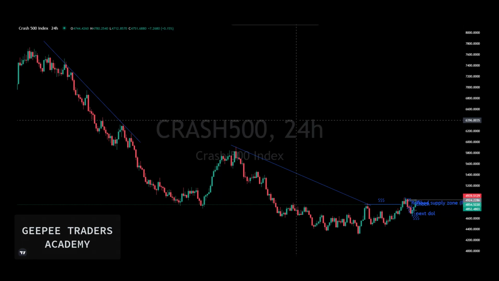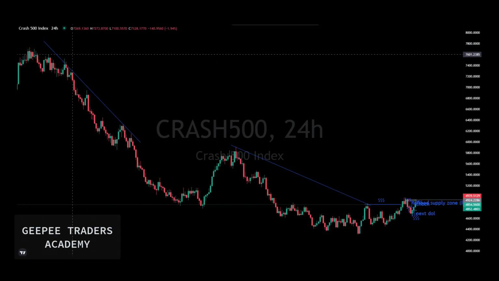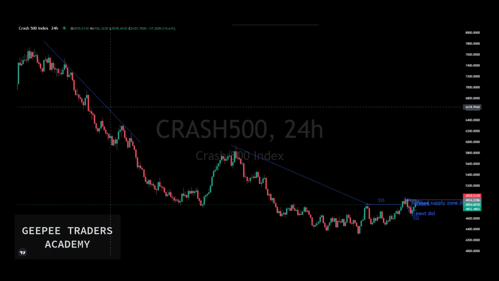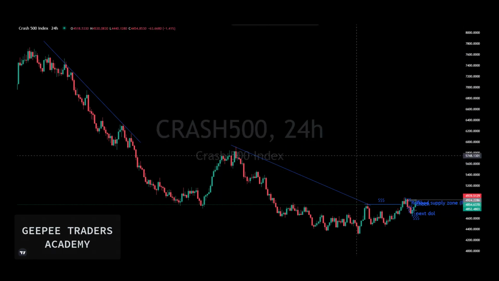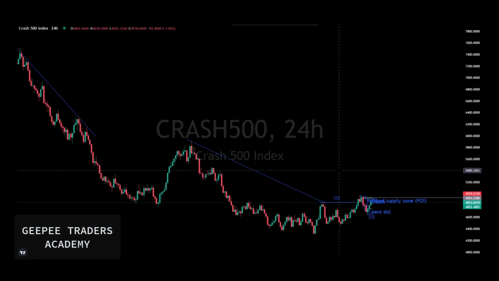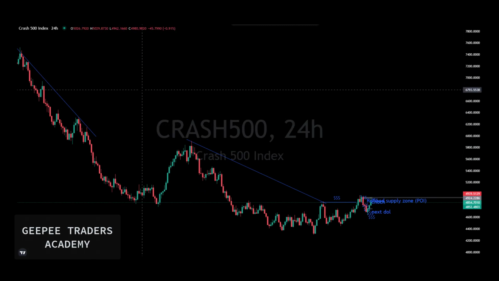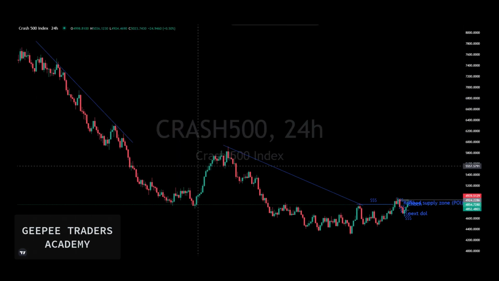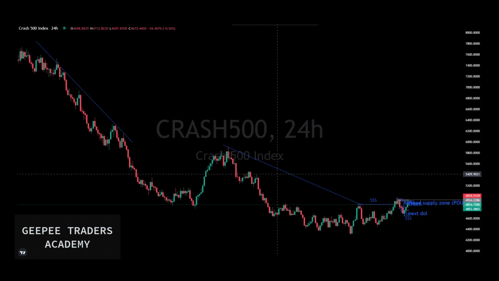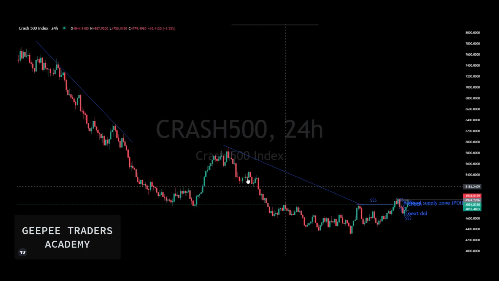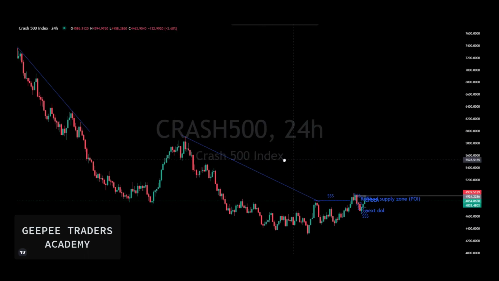On the daily time frame right here on Crash 500, we can clearly establish the fact that our bias is bearish. You can see the simple trend lines down here. Basically, I'm listing two things that gave me that bearish bias. It's this clear and obvious beginner model for identifying trends, which shows that it's very simple trend lines. And secondly, we have this liquidity.